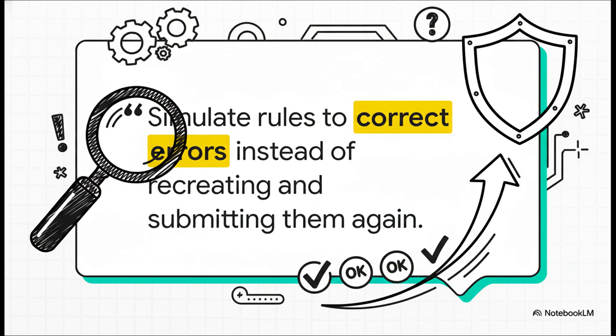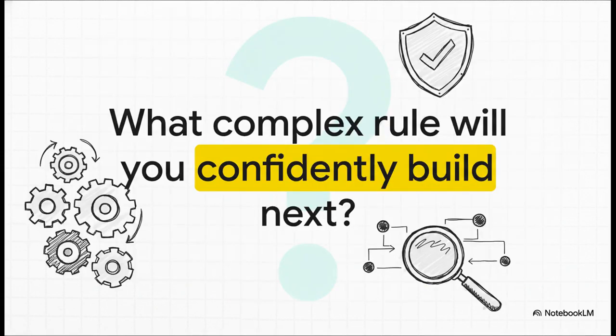The big takeaway here is really simple. When you simulate first, you totally remove the guesswork and the risk. It means you can deploy every single rule, no matter how complex, with total and complete confidence. This whole process really transforms rule creation, doesn't it? It goes from being something that causes anxiety to being an opportunity to be really precise. So now that you have this power to test and perfect, the only question left is, what amazing, complex rule are you going to confidently build next?